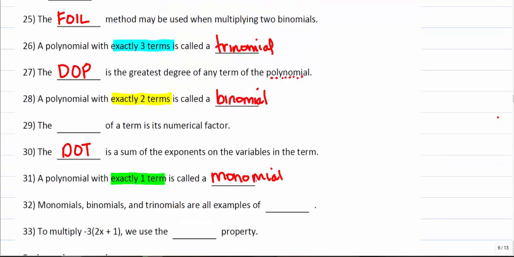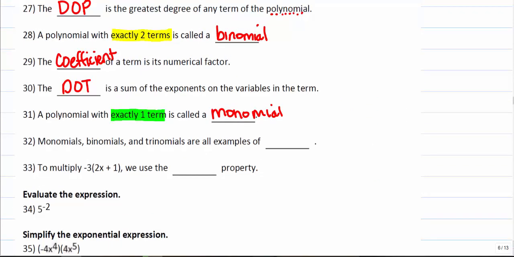And then the coefficient of a term is its numerical factor. So like 7xy, 7 would be the coefficient. Or negative 10, a squared, b squared, negative 10 would be the coefficient. All of these are polynomials. And to multiply these, we use the distributive property. All right, so let's get into some questions.